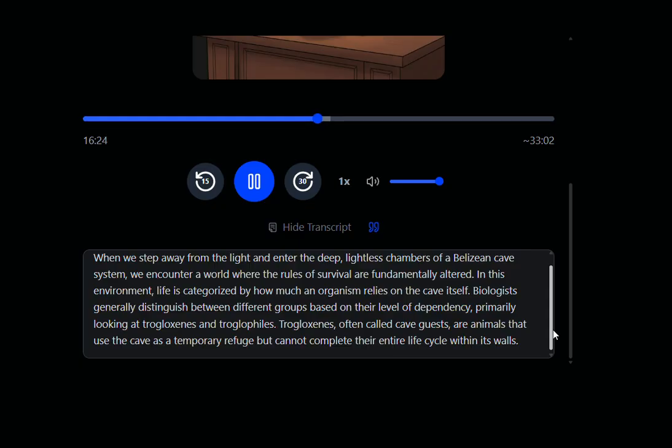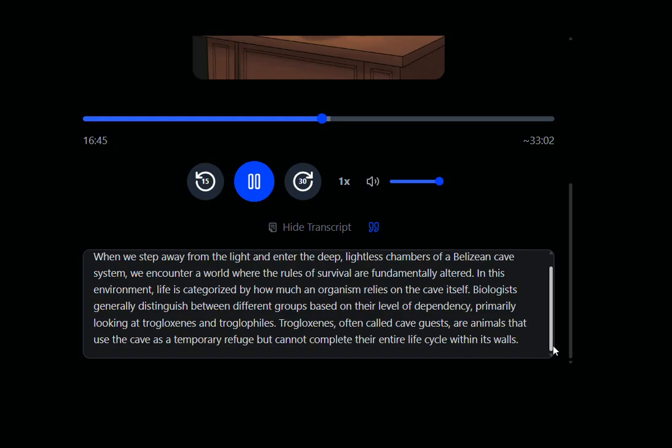In this environment, life is categorized by how much an organism relies on the cave itself. Biologists generally distinguish between different groups based on their level of dependency, primarily looking at trogloxenes and troglophiles. Trogloxenes, often called cave guests, are animals that use the cave as a temporary refuge but cannot complete their entire life cycle within its walls.